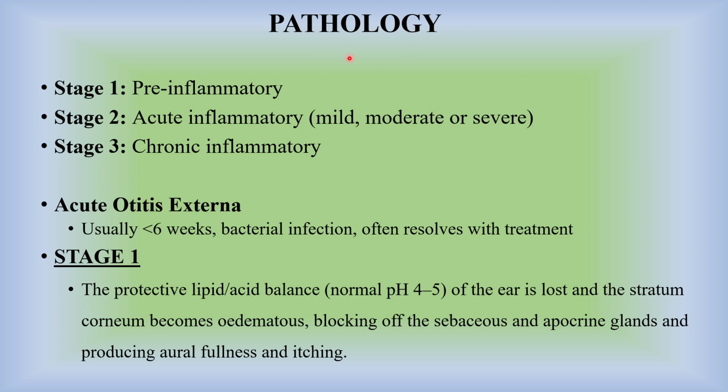So the basic pathology: otitis externa is divided into three stages. Stage one is the starting stage, which is pre-inflammatory, and when this stage continues, it will lead to stage two, in which there is acute inflammatory reaction, which may be mild, moderate, or severe depending upon the severity of the disease. And stage three is the chronic inflammatory stage. So this stage three is in the chronic diffuse otitis externa. The localized otitis externa is usually acute.